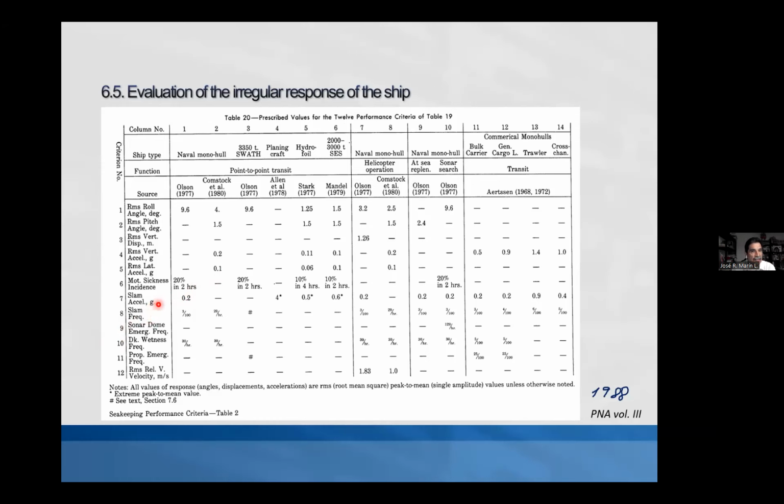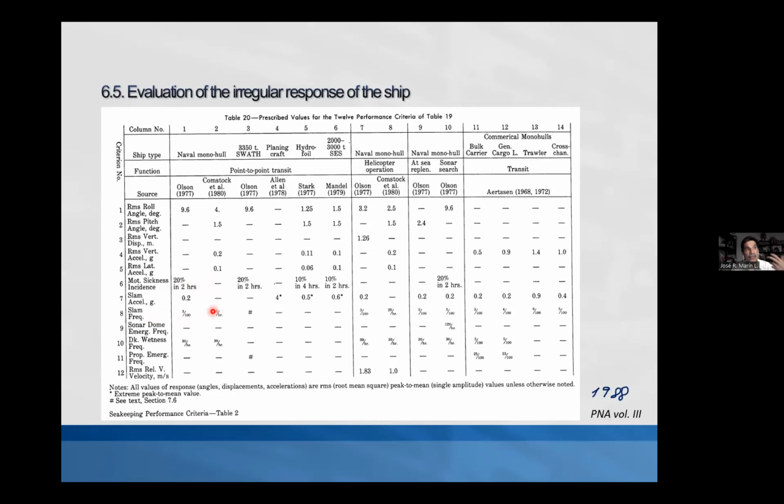The acceleration of a slam in units of G. This is slam frequency. This is also very important. You see that this is 3/100 or 20 in 1 hour. Okay, that means that you have 20 of these slams in 1 hour.